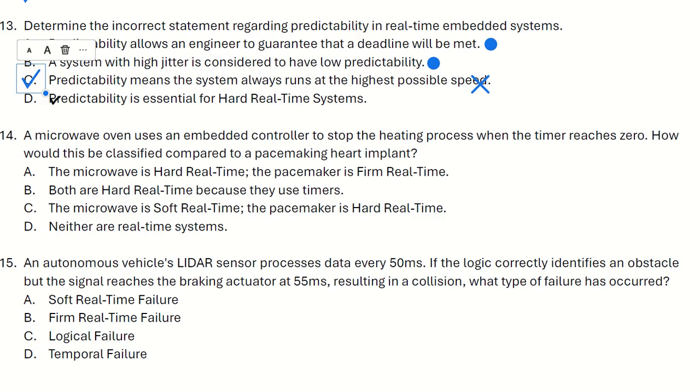Okay, so the last one, the predictability is essential for the hard real-time system. This one definitely. So the answer is C.